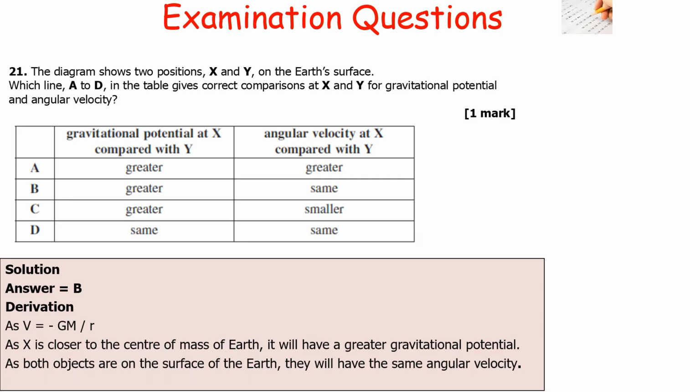So as we know, potential is equal to minus GM over r, that equation is given to us in our equation book. X is closer to the centre of mass of the Earth, so therefore we'll have a greater gravitational potential because the value of r is smaller, so V will be greater. Now, because both objects are on the surface of the Earth, they'll both spin at the same rate because the Earth is spinning at a constant rate on its surface, so therefore our answer is B.